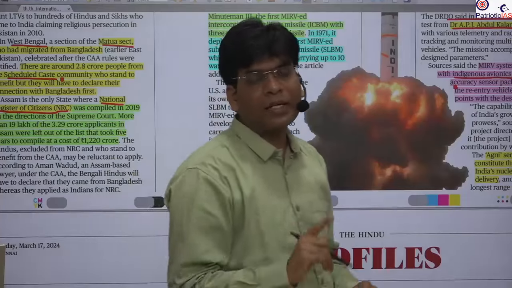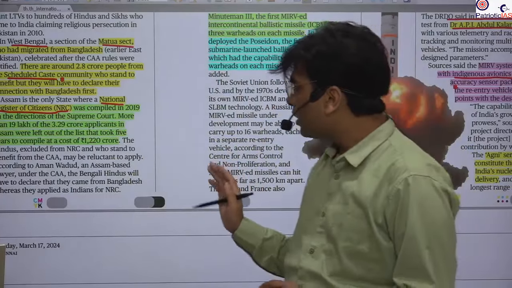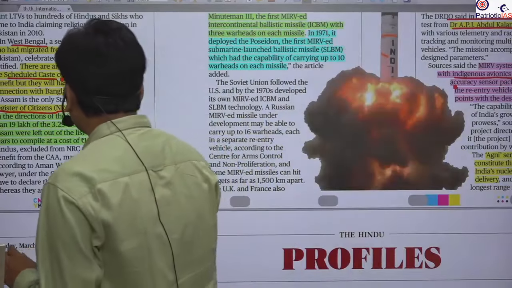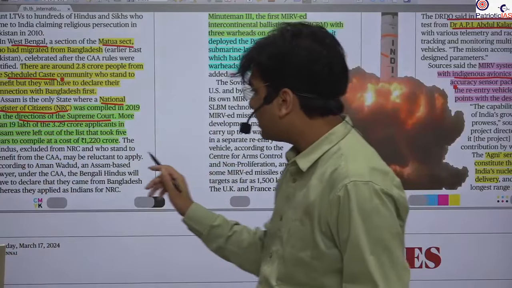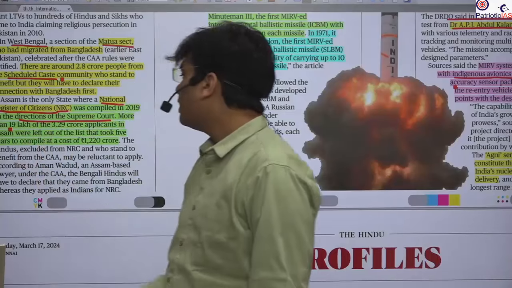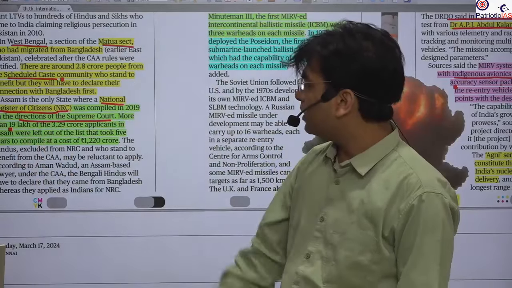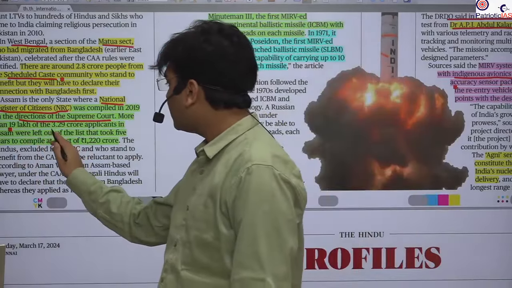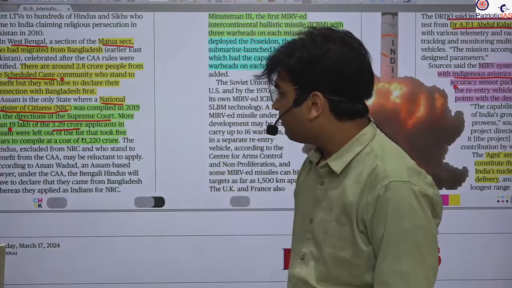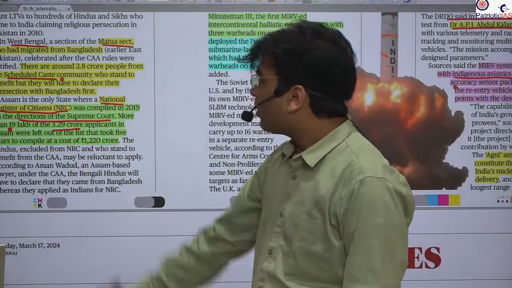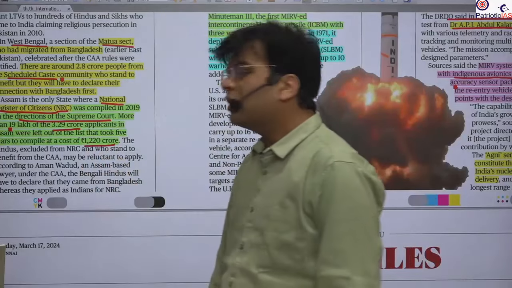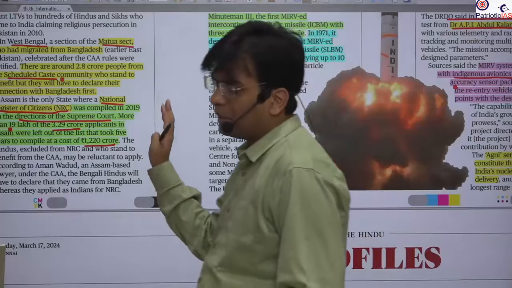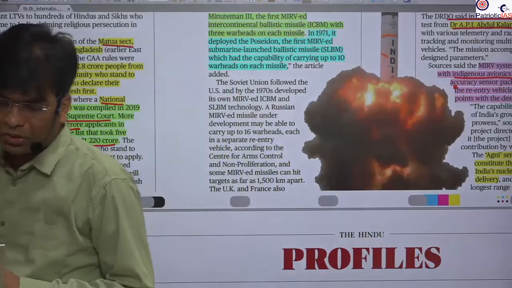Assam, and it was under the direction and supervision of the Supreme Court. And in Assam, there were about 90 lakh people who did not have the documents to prove their citizenship, out of 3 crore 29 lakh people. And in this whole process of the National Register of Citizens, in Assam alone, 1,220 crore rupees was spent. This is the data you should remember.